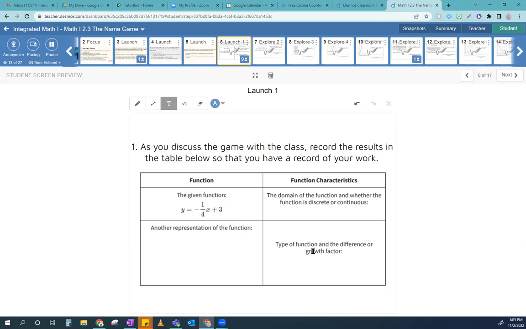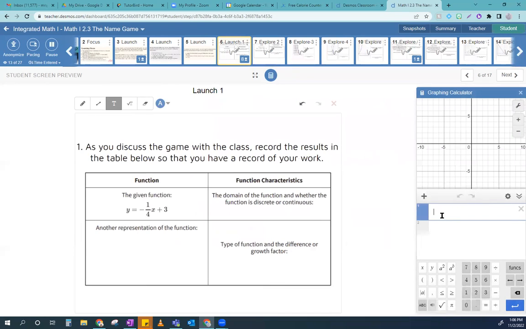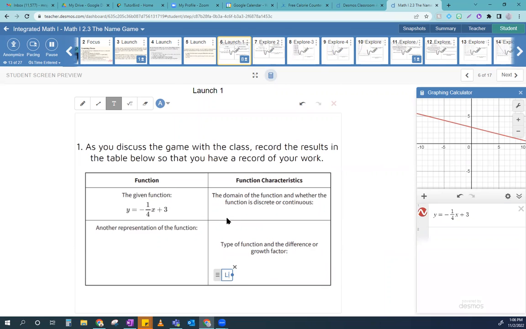So here it says type of function and the difference or growth factor. So when they're asking what type of function is this, does anybody know if I graph this, what would the picture be? Yeah, it's a line. Very good. So I'm going to copy this down. Y equals negative 1/4 x plus 3. Were you guys right? Was that a line? Everyone's like, yeah, Miss Johnson. Okay, so this is a line. So I'm going to type here linear function. Okay. Now, what do they mean, Miss Johnson, between difference and growth factor?